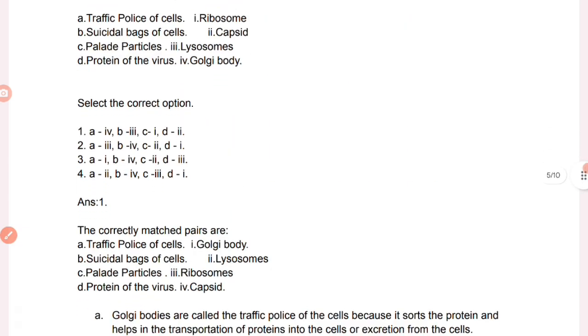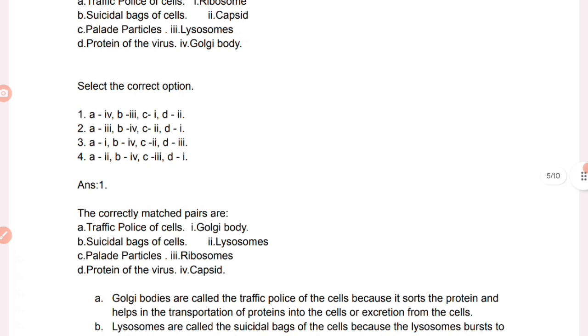Now, what is known as the traffic police of the cells? So that is Golgi bodies. Okay. Suicidal bags of the cells, these are lysosomes. Pellet particles, these are ribosomes, and protein of the virus is capsid. Okay.